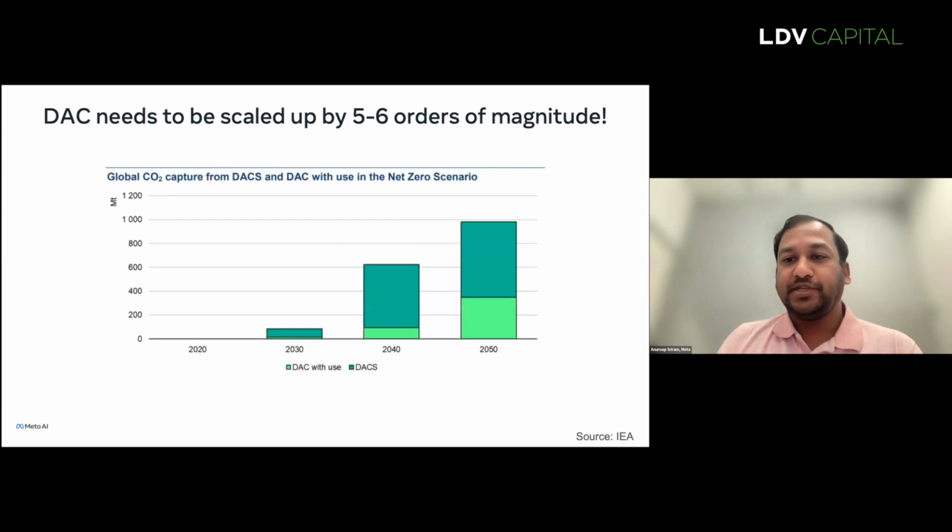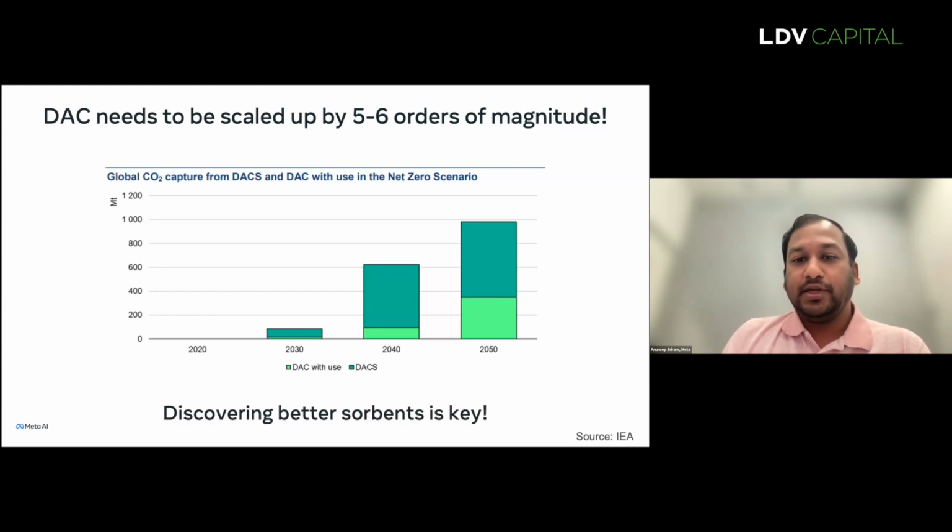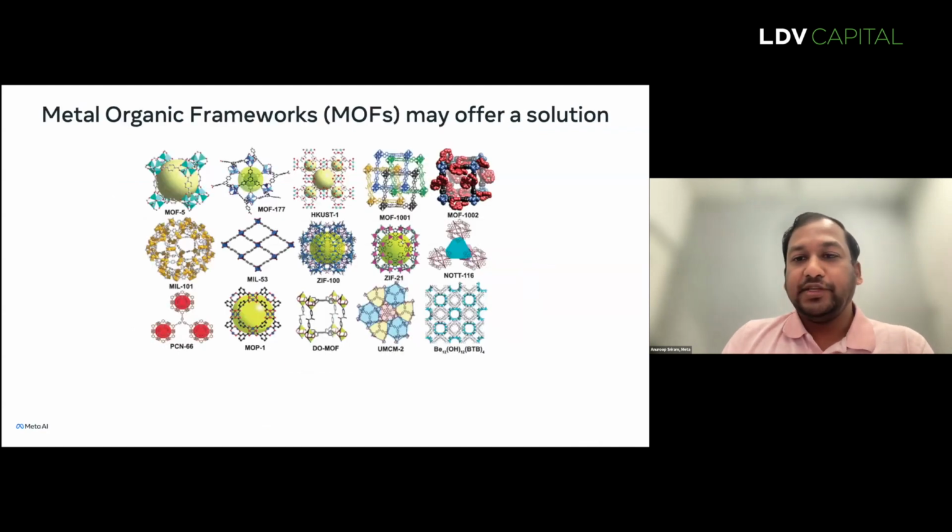While DAC is promising, it needs to be scaled up by 5 to 6 orders of magnitude before we can reach net zero emissions. This requires reducing operating costs significantly. We can accomplish this by discovering better sorbents, that is, the materials that the carbon dioxide sticks to. So how do we find these sorbents?